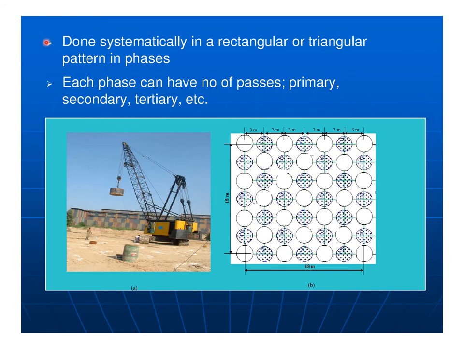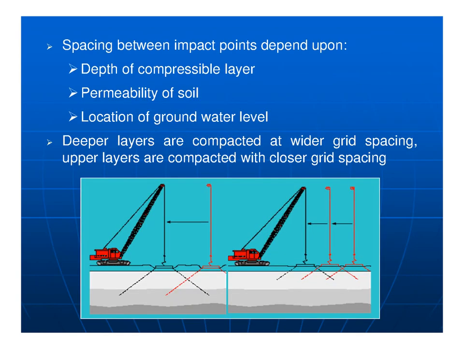It is done systematically in a rectangular or triangular pattern in phases. Each phase can have a number of passes: primary, secondary, tertiary. It means you can have the primary passes first, then the secondary, and then the tertiary passes. Spacing between impact points depends upon depth of compressible layer, permeability of soil, and location of groundwater level.